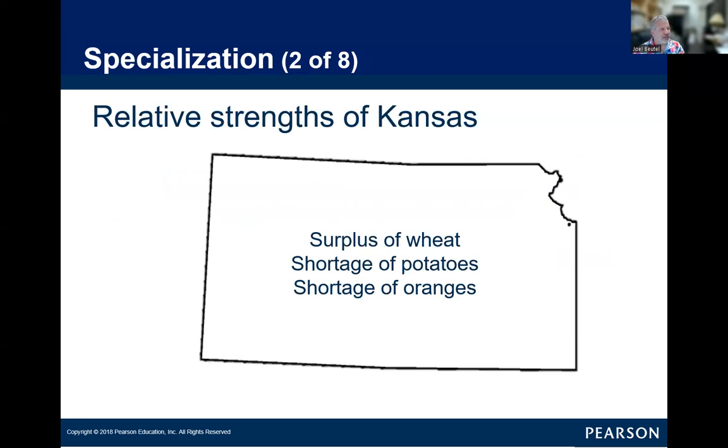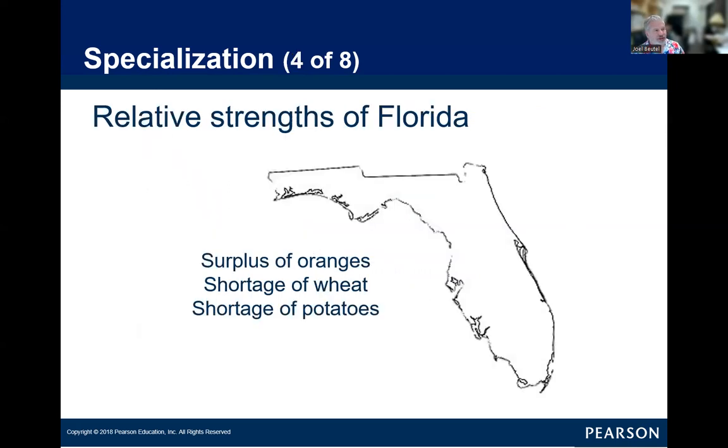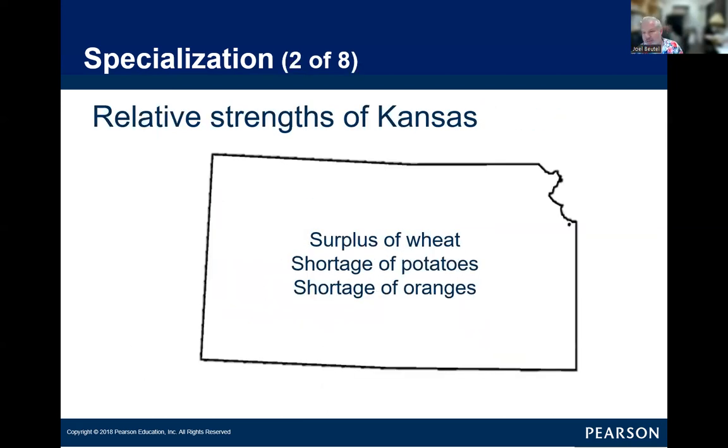So in this example, we're going to look at the relative strengths of 3 different states in the production of different goods. So we have Kansas. They grow a surplus of wheat, a shortage of potatoes, and a shortage of oranges. Idaho has lots of potatoes, less wheat, less oranges. And Florida will have all of the oranges, let's be honest. Idaho and Kansas are not producing oranges in any great quantity. We can argue that Kansas will definitely dominate in wheat production. Idaho is going to get a little wheat production, but they'll dominate in potatoes.